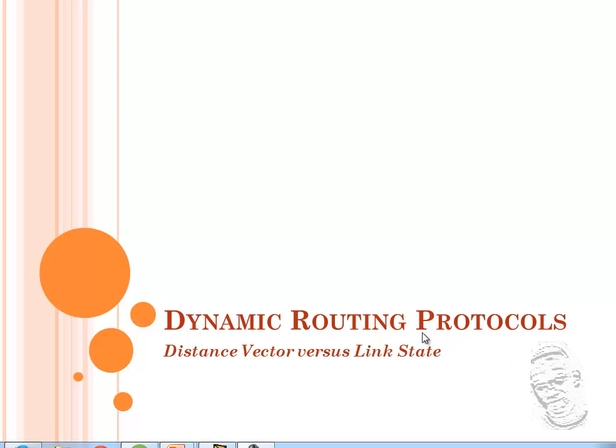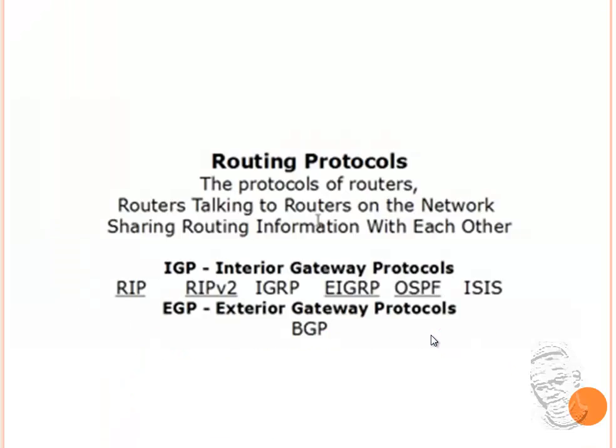When we talk about dynamic routing protocols, we're basically talking about two categories of protocols: interior gateway protocols, IGP, and exterior gateway protocols. But when we're talking about routing protocols, we're basically talking about protocols that are used by routers talking to each other on a network.